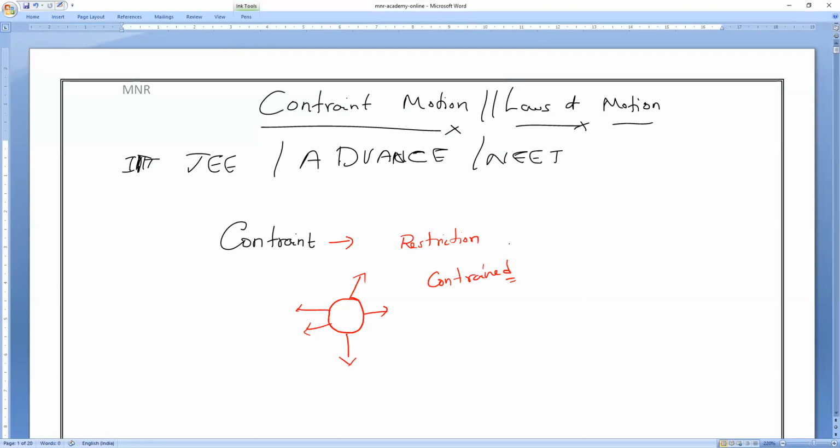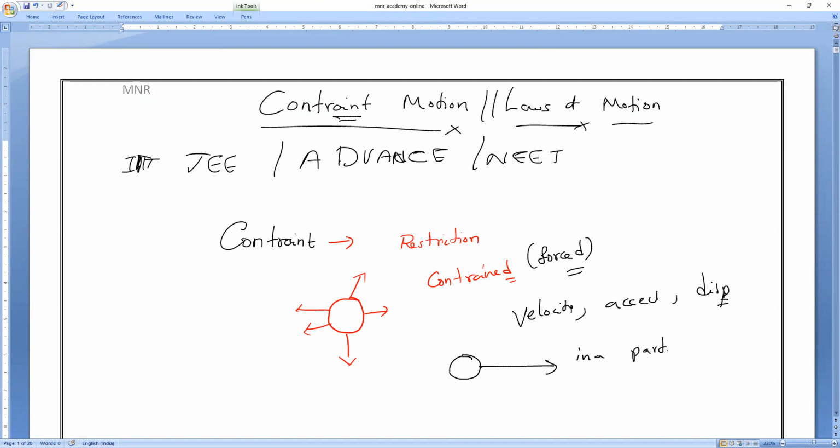Please respond. Due to the force applied, this body can be moved in any direction. But constraint motion means that due to the velocity, or the acceleration, or maybe the displacement, or some other factor, the body motion is restricted in a particular direction, but it can be constrained in any direction.